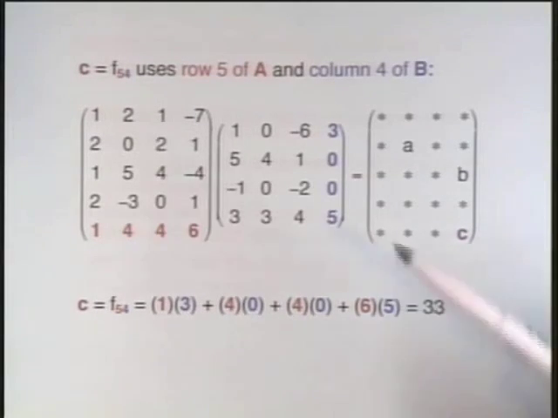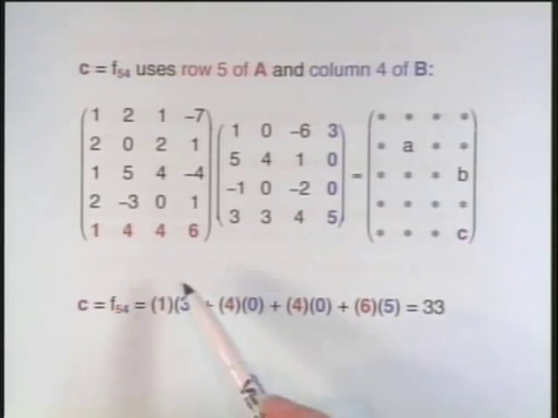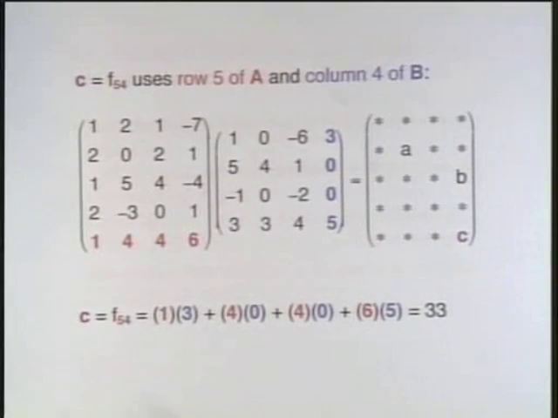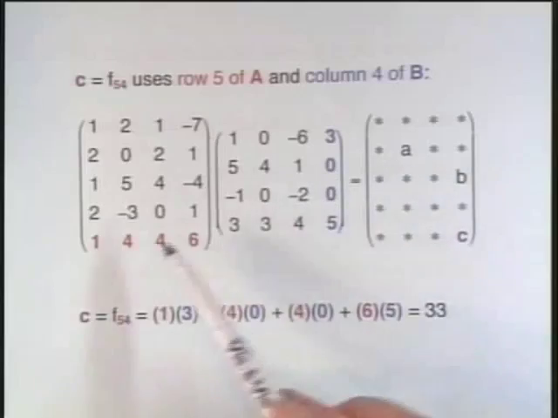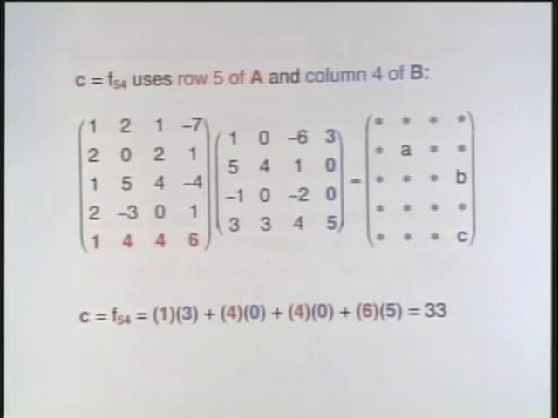C, which is in the row 5, column 4 position of F, uses row 5 of A and column 4 of B. Therefore, C, which is equal to F54, is 1 times 3 plus 4 times 0 plus 4 times 0 plus 6 times 5 for a value of 33 for C.